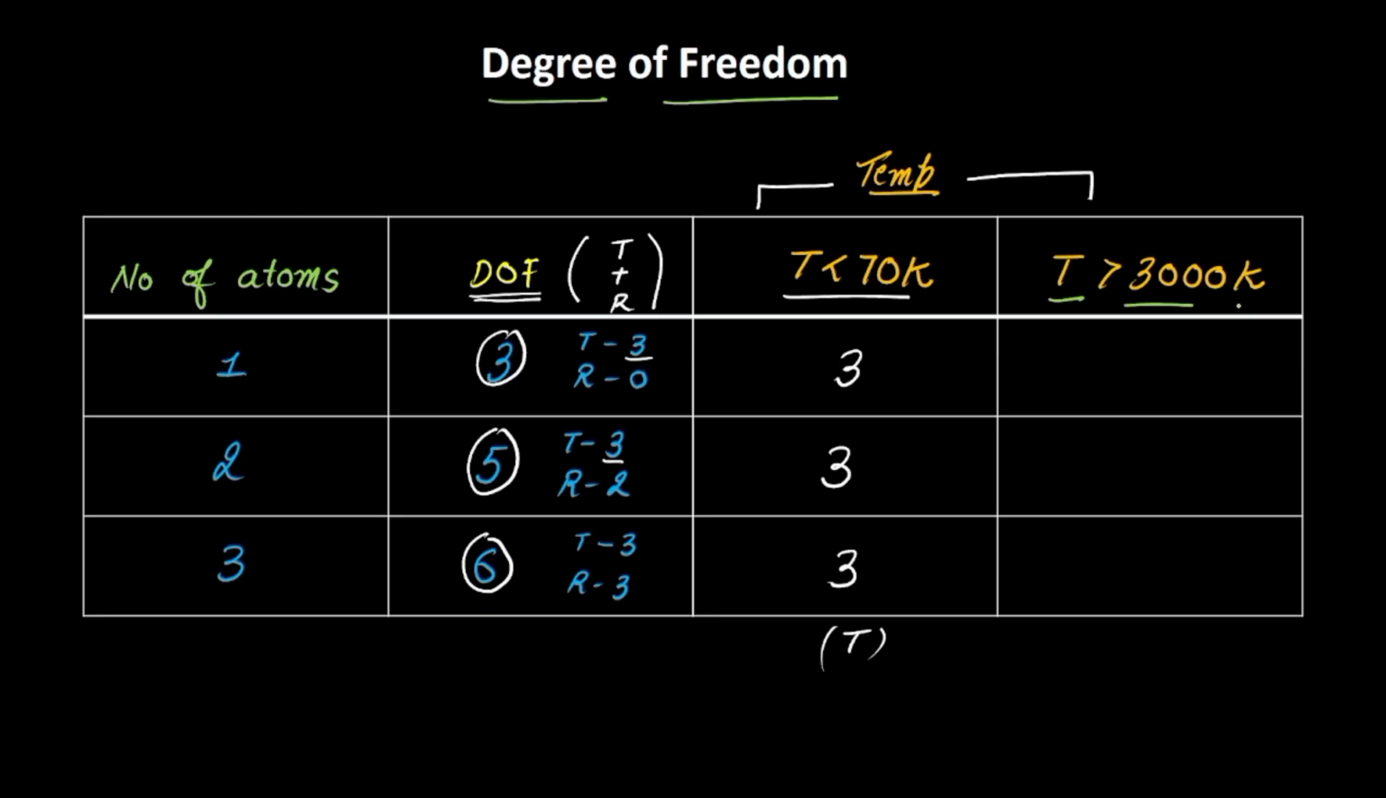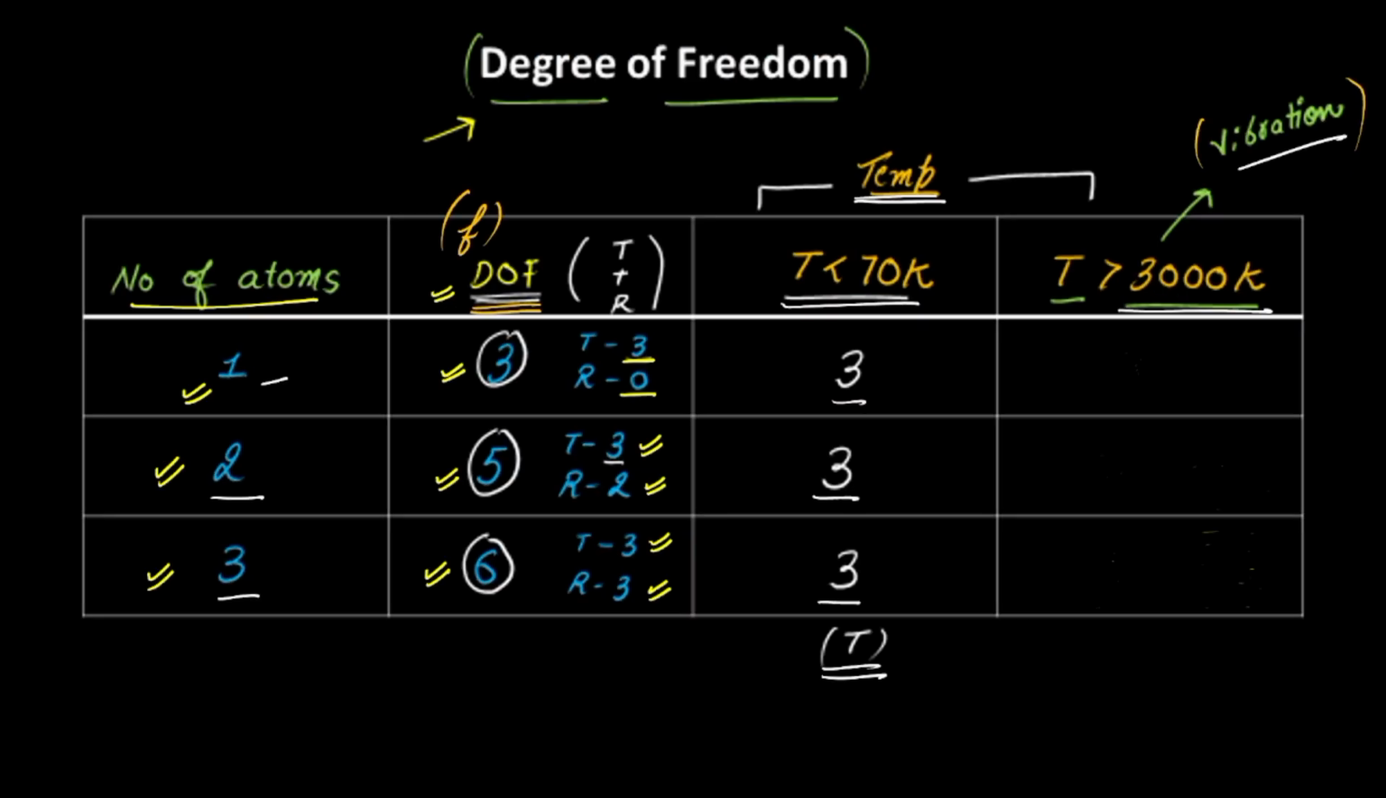When the temperature is greater than 3000 Kelvin, we also have to consider the degrees of freedom in vibration. For a molecule having just one atom, that is a monoatomic molecule, the vibrational degree of freedom is 0. So in this situation, the total degrees of freedom would be 3 translational, 0 rotational and 0 vibrational. So the total comes out to be just 3.